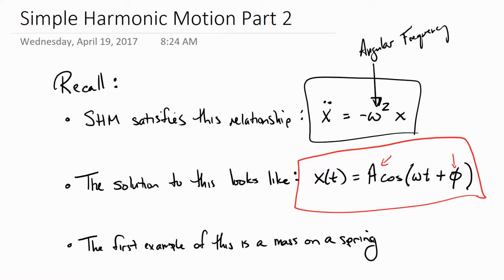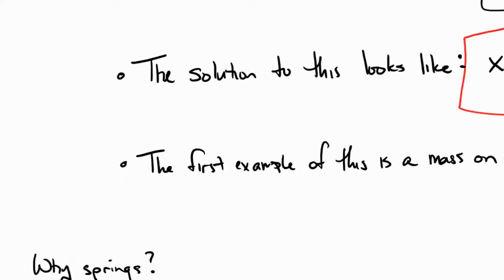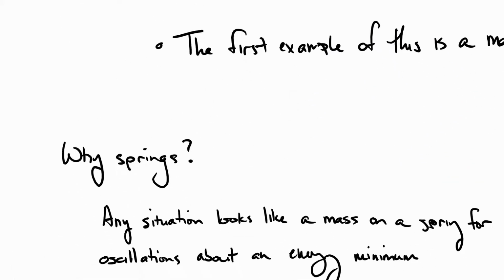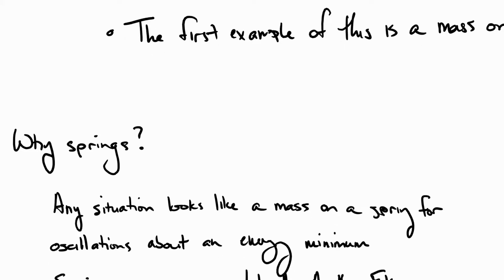And the first kind of standard example of this is a mass on a spring. Mass, spring. It oscillates with some angular frequency that depends on the mass and the spring. Shocking everyone. All right. So it turns out, though, that springs are actually a super important example. So you might wonder, why springs? It turns out that any situation looks like a mass on a spring for oscillations about an energy minimum.